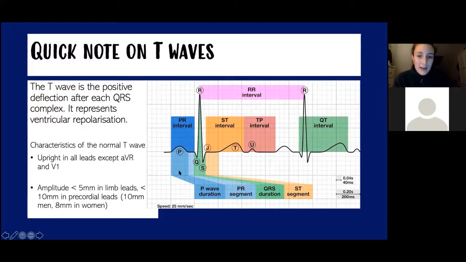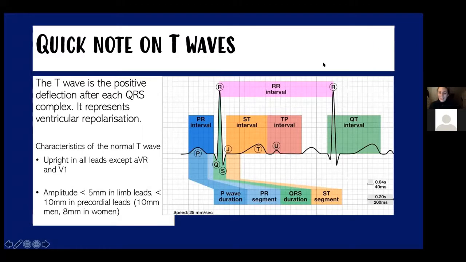And then I just include this diagram, so you're looking at this one here, because for those that find ECGs very overwhelming, this is a lovely laid out one that I think is really useful when it comes back to revision. And it represents ventricular repolarization.